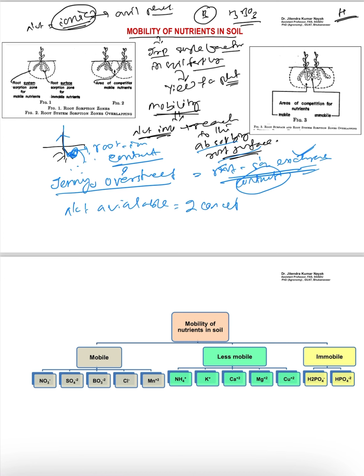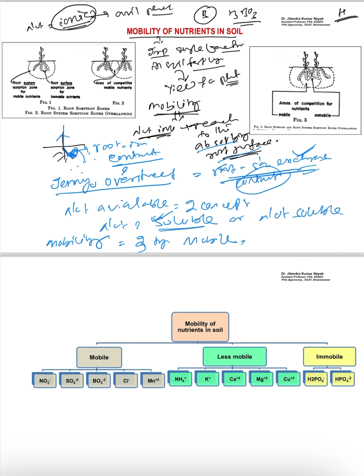here you have to remember two concepts. First, whether this nutrient is soluble in nature, yes or no. If it is soluble, then it is available to the plant, but if it is not soluble, then it is not available to the plant. Second, with respect to mobility, there are three types of nutrients: highly mobile, less mobile, and immobile nutrients.